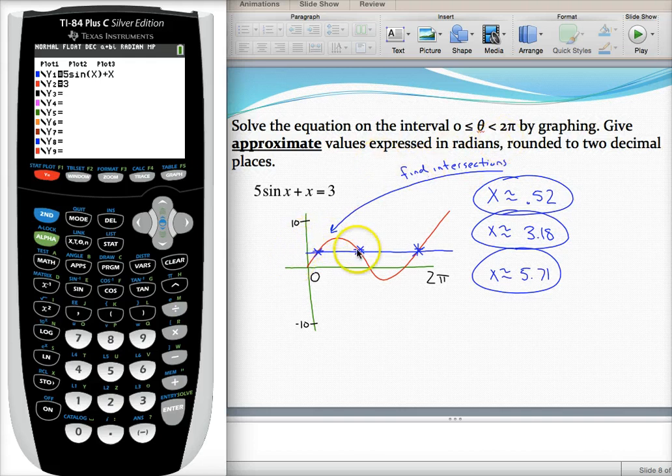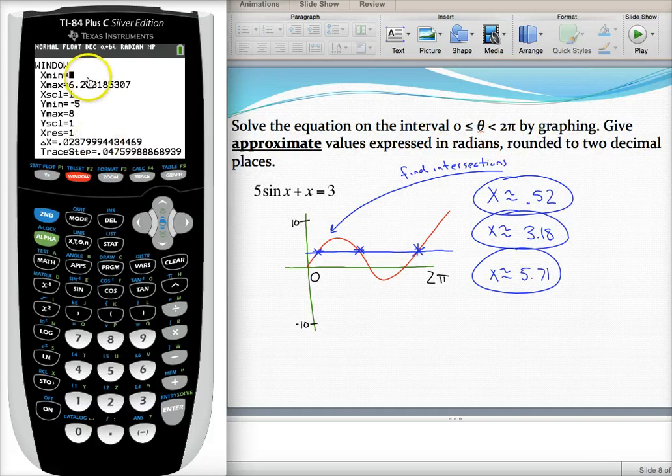Now, because there may be an infinite number of solutions depending on how that wave goes, we often say that we only want to look between 0 and 2 pi. And so to make sure that I'm only seeing solutions that fit in that window or that domain, in my window on my calculator, I changed my x minimum value to 0 and my x maximum to 2 pi. I've typed in 2 pi and it will automatically convert it to your decimal for you.